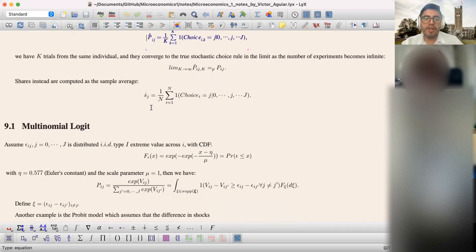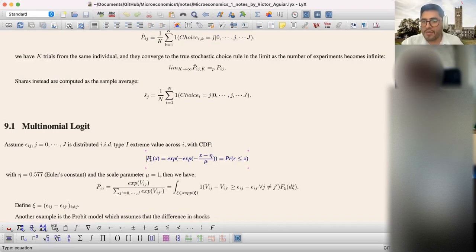And this is called the multinomial logit, okay? You can think of the multinomial logit as being the analogous of the Cobb-Douglas for the previous chapter, right? So it's a parametric restriction on random utility, okay? And the parametric restriction enters in terms of the distribution of the shocks of this additive random utility model. So we're going to assume this is a distribution called a type 1 extreme value.